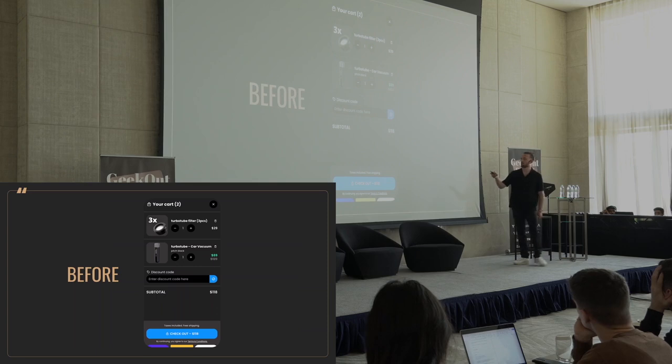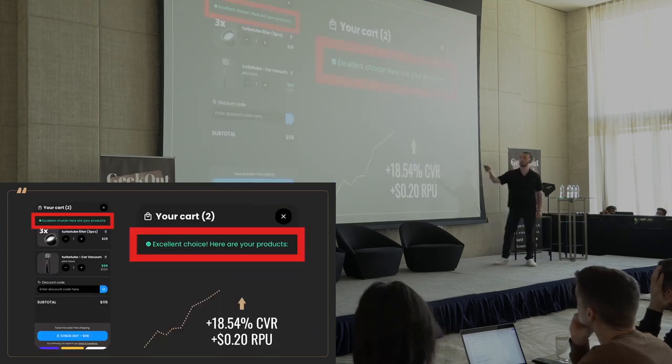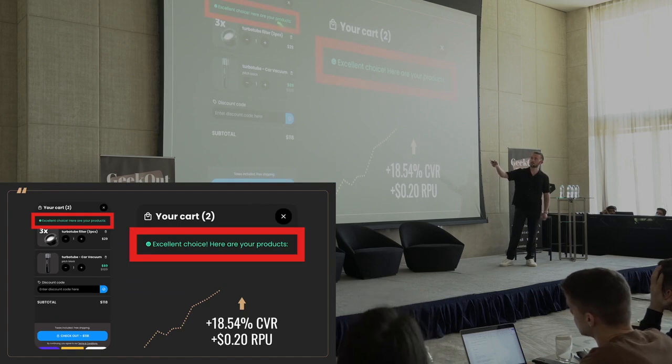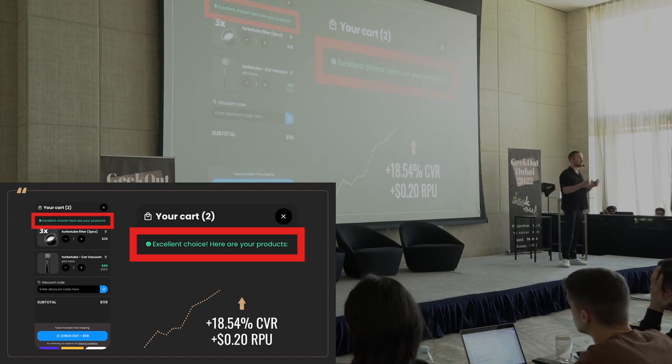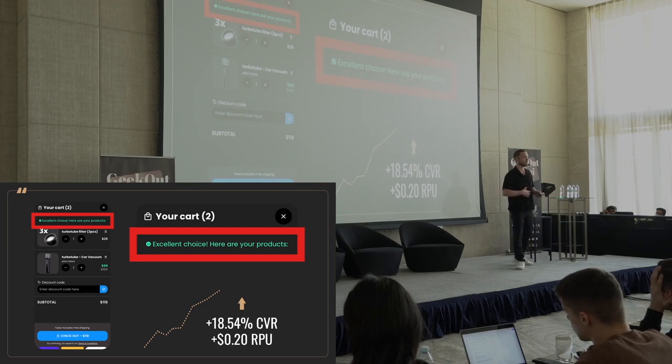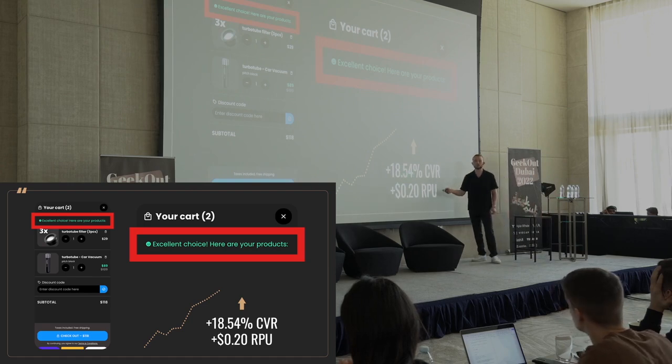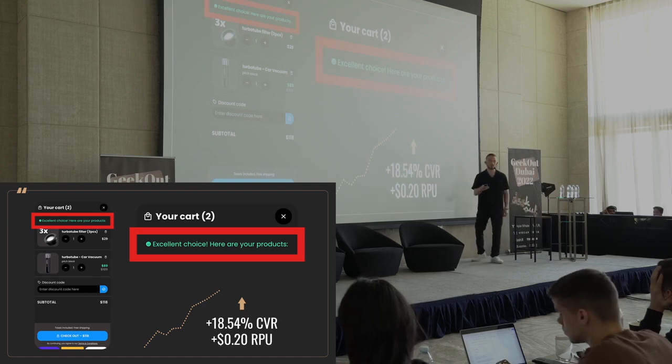So here you can see the before version of the cart drawer. And what we did here is include this little hint that's saying, hey, excellent choice, you put products in the cart right now, have a look at your products now. And this is the hint that what they've just done, putting the products in the cart, was the right decision. And now we're giving them this little pat on the back. Like, bro, you did amazing. And this not only increased sales by over 18%, it also increased the revenue per user by 20 cents.